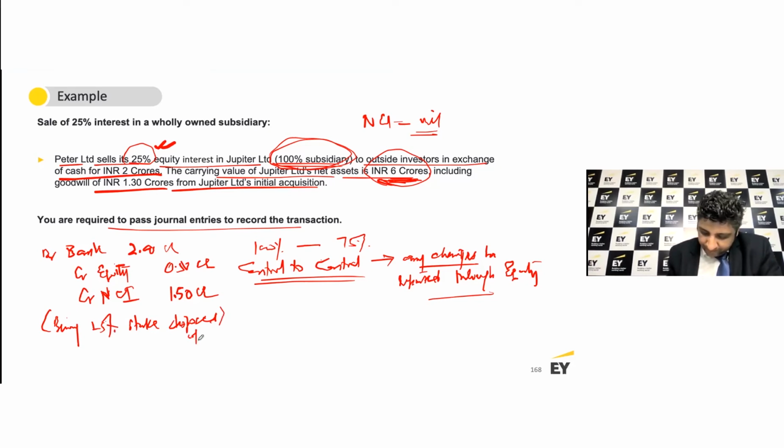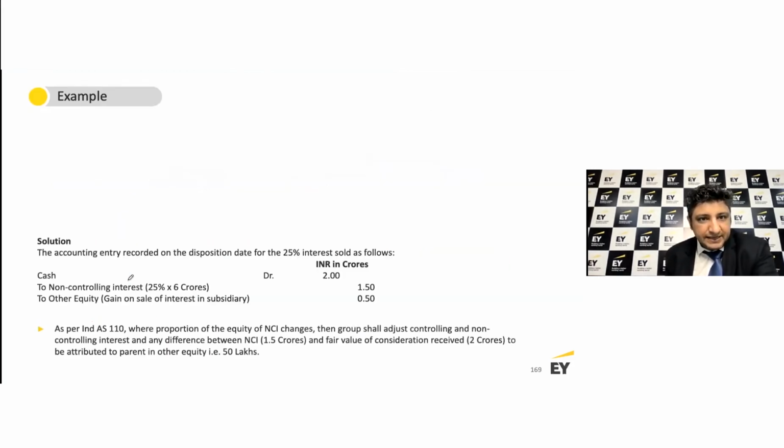Okay. So it's a control to control scenario. That's why this equity comes in the picture here. Looks perfect, right? Let's have a look at the formal solution as well. It says that the accounting entry would be: cash or bank, which is 2 crores; NCI, which arises to the extent of 1.5 crores; and other equity, which is the gain on sale of the interest of 50 lakh rupees, right?